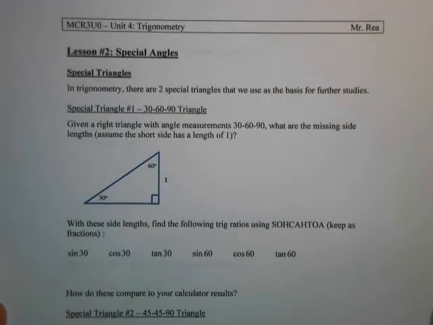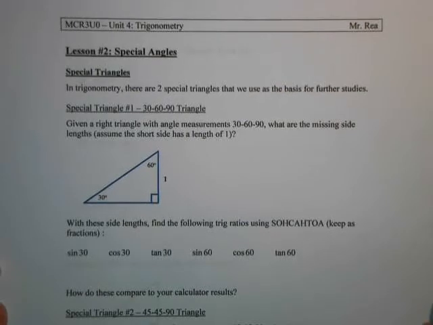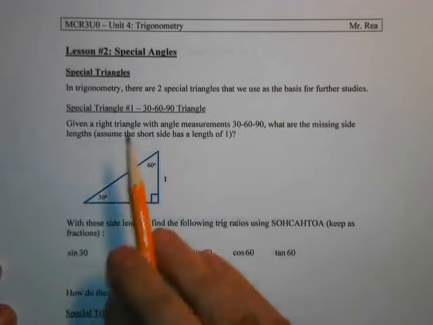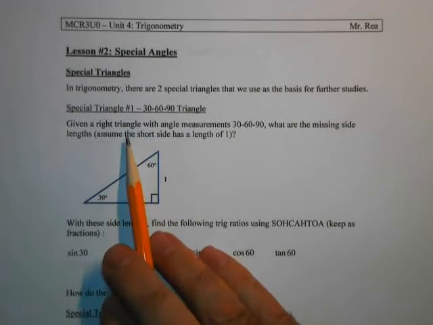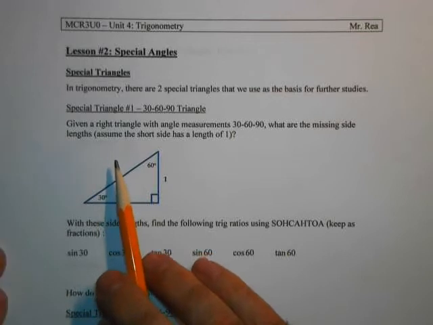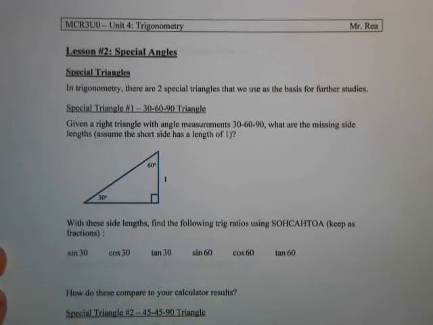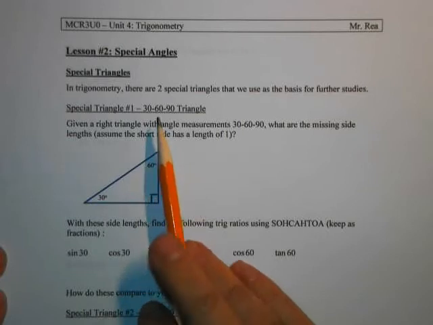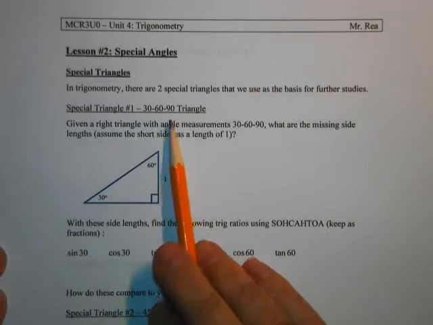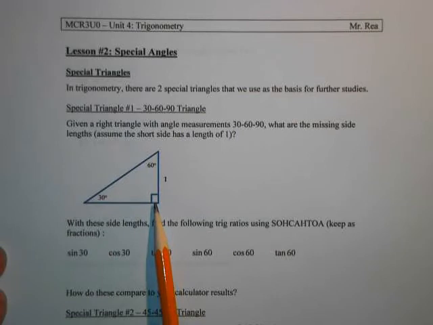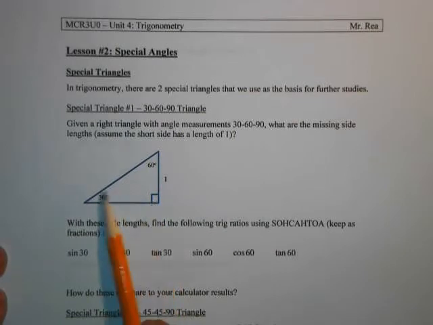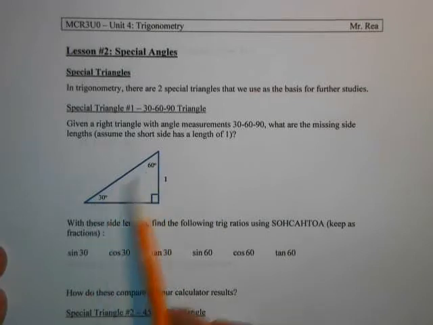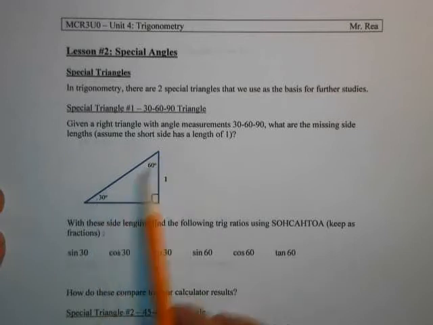So the first thing we're going to talk about are two special triangles that we'll be using pretty much exclusively in lesson 3 coming up. We have two of these, and we named these triangles based on the three angles inside the triangle. So the first triangle is called the 30, 60, 90 triangle. Obviously there's a 90-degree angle in one of the corners, and we have a 30-degree and 60 degrees in the other two corners.